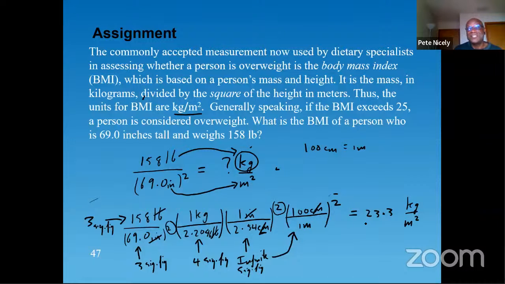And according to the, what do you call it now? The scale, the BMI scale, and what is determined to be representative of somebody who's overweight. This person, whoever this person is, is not considered overweight because it falls below 25. All right. Okay. So that's basically how this is done.